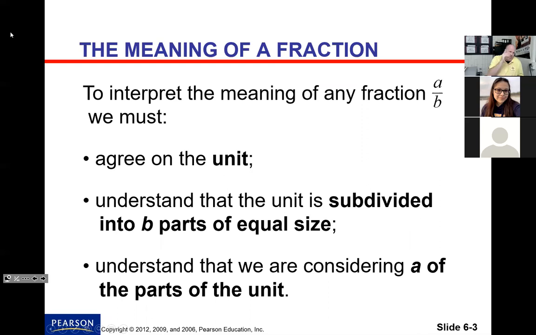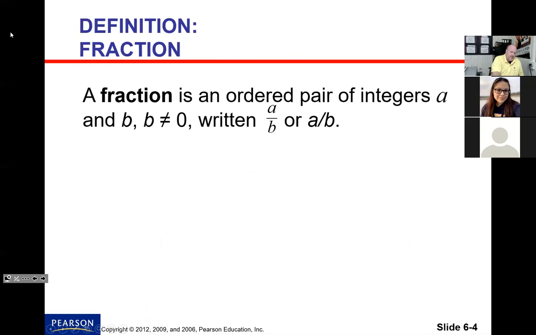Okay, now, when we talk about fractions, there is one big, massive thing that we have to worry about right here. B, or the bottom part, cannot be equal to 0. Does anybody want to tell me why the bottom part of this fraction cannot be equal to 0? Because then it would just be equal to 1, like the whole thing. Nope. Because you can't have part of nothing.